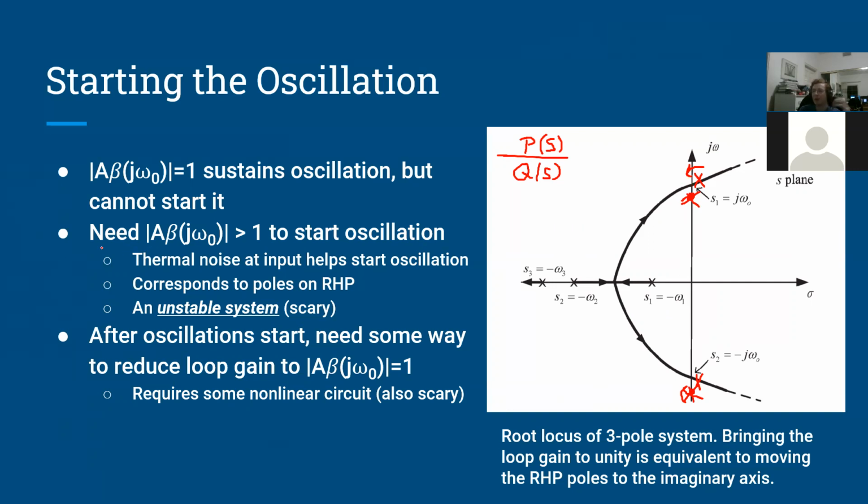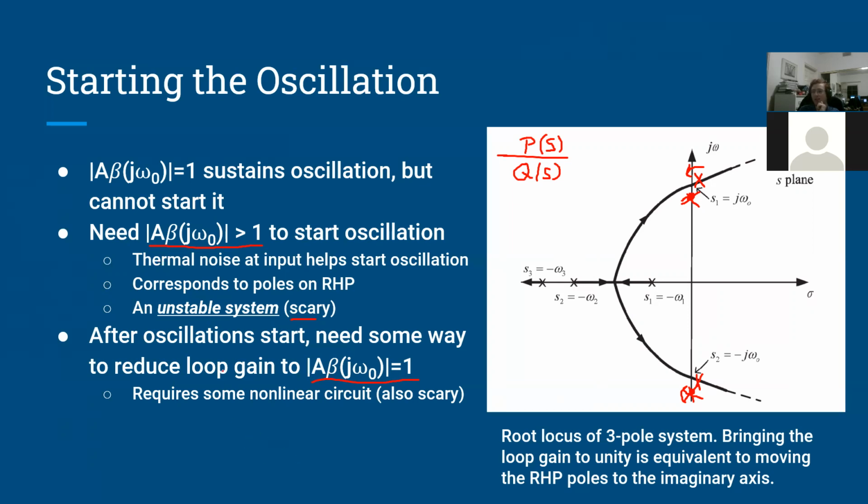What I'm trying to say is that in order to start the oscillation, we need A times beta, the loop gain, to be greater than 1 at the oscillation frequency of interest. And so that corresponds to an unstable circuit, which I wrote as scary here, because normally we don't like unstable systems. And once the oscillation starts increasing in amplitude, then we can move the poles back to the j omega axis, and that'll correspond to the oscillation criterion, where A times beta is equal to 1 at the oscillation frequency.